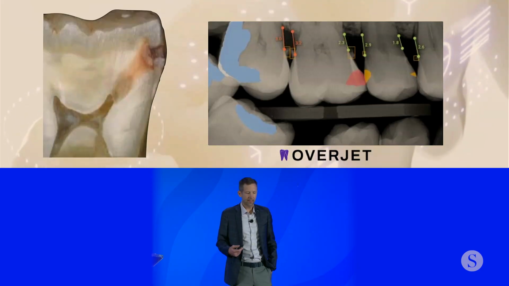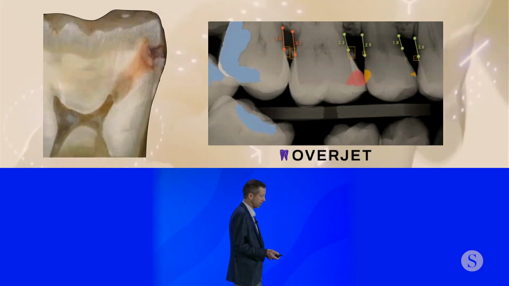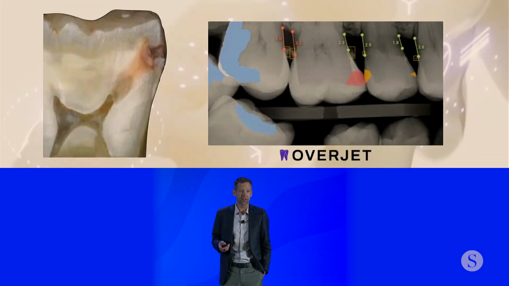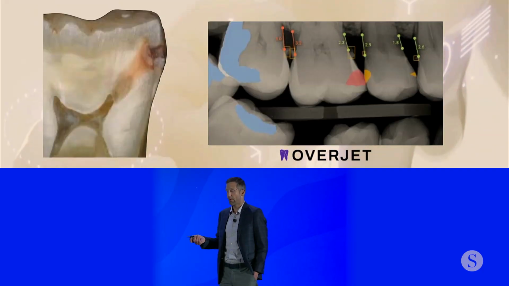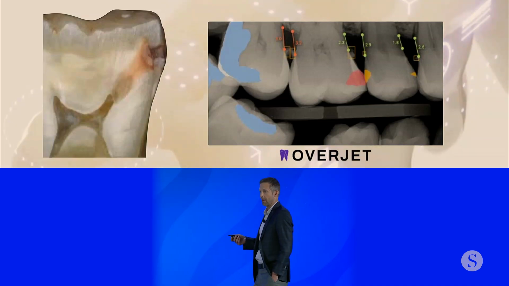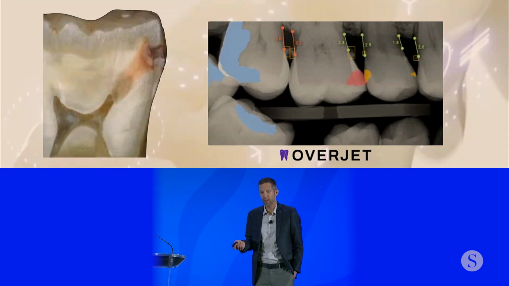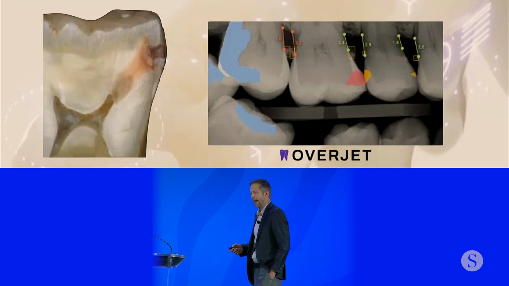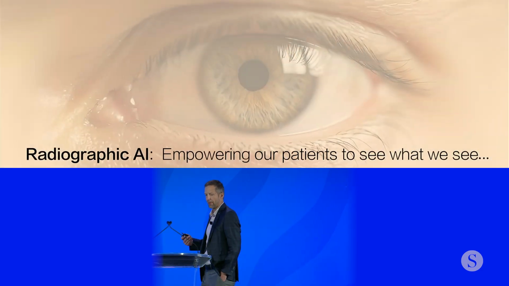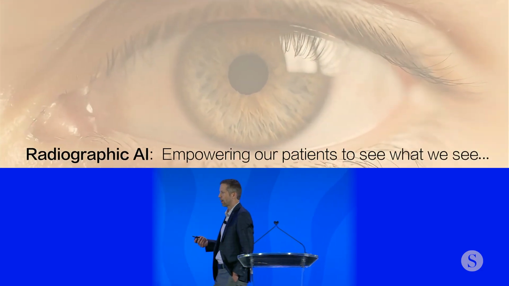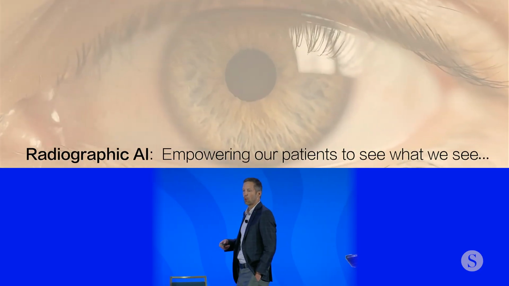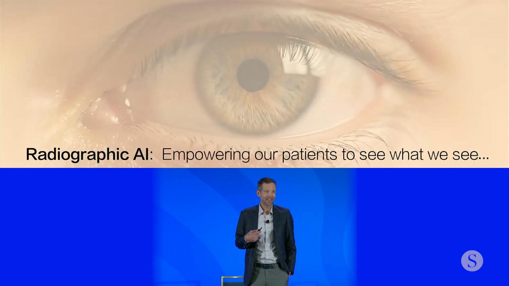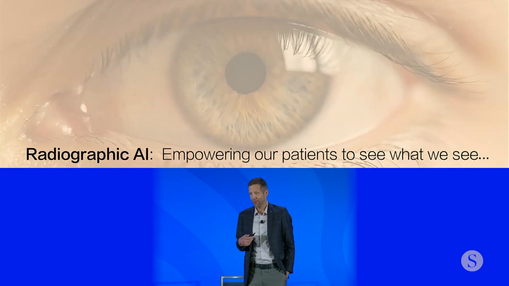But it also shows us the amount of tooth structure restored. So it simplifies the crown discussion a little bit, where you can see if over 50% of the tooth structure is restored and something needs to be done, that's a crown. It just simplifies the conversations. In general, when I look at radiographic AI, it's empowering our patients to see what we see. But it also empowers me to see the things that I might not have seen.